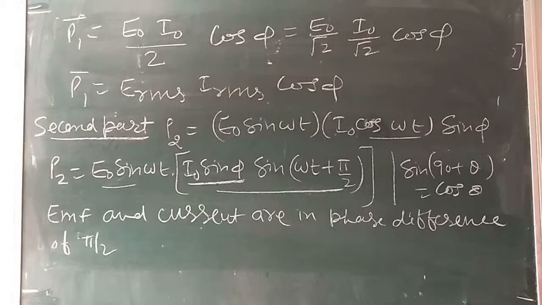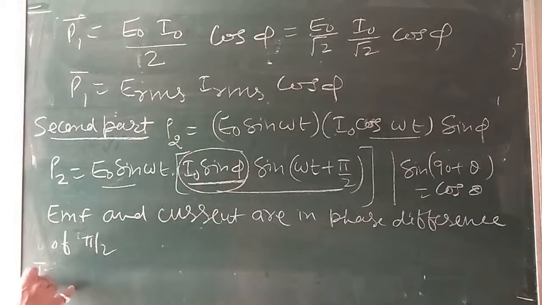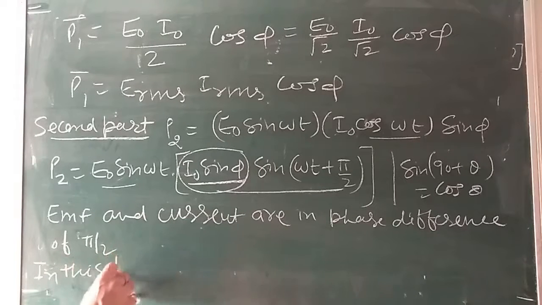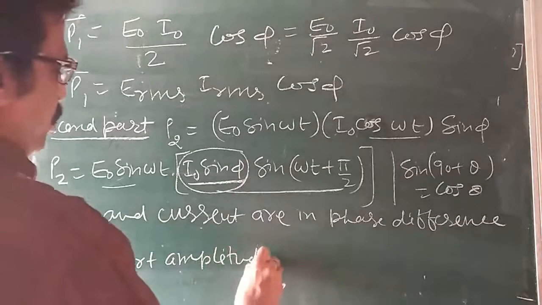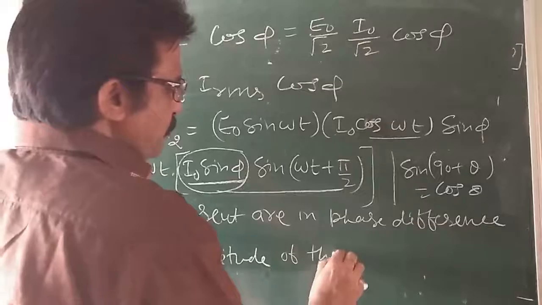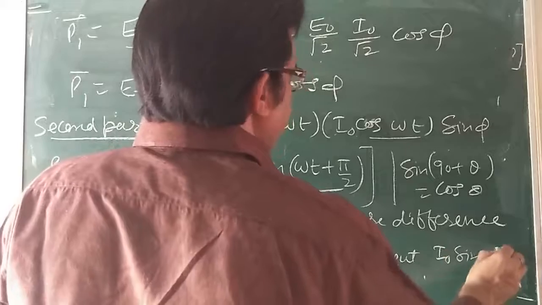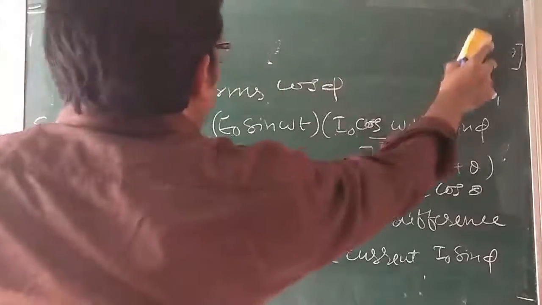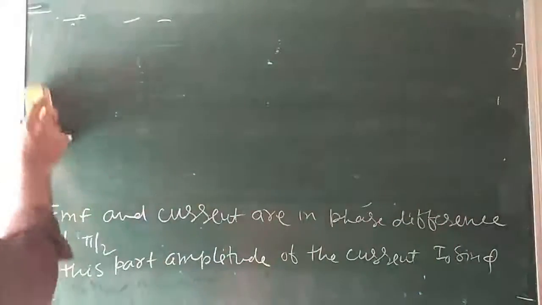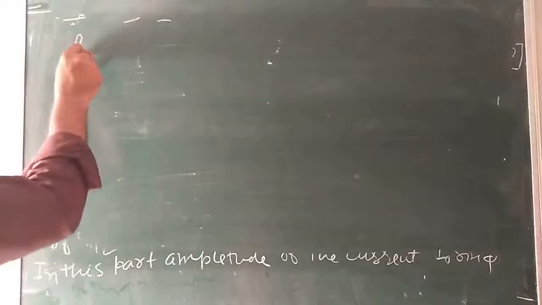So now dear children, in this part the amplitude of the current is I naught sin phi. We can see like this. The average of the second part of the power I am going to calculate. Average of the second part of the power, you can write here P2 bar.